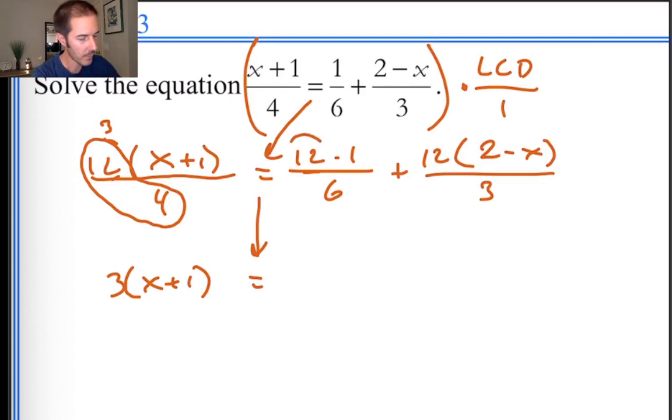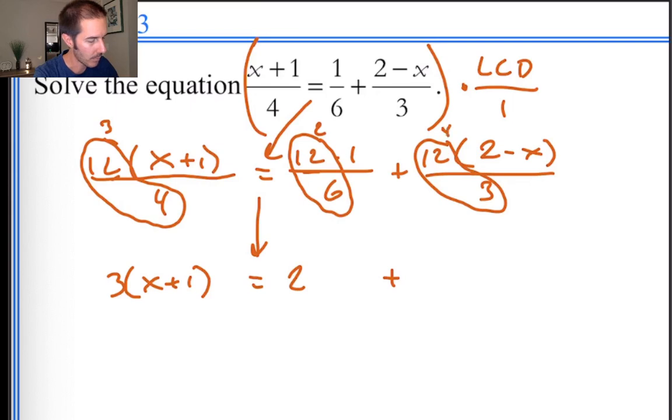Okay, let's go to the next term. The 12 is reducing with the 6. 12 divided by 6 is 2. So I've got 2 times 1. If you want to put the times 1, you can, or let it go. And then I might even leave this space right here so that I can put my plus sign, so that it's all lining up. The 12 divided by 3 reduces to a 4, a little 4 there, and 4 times the 2 minus x.